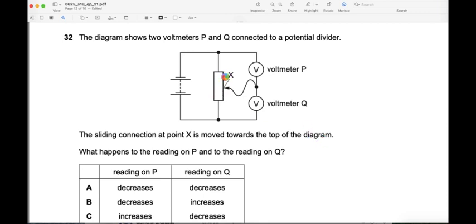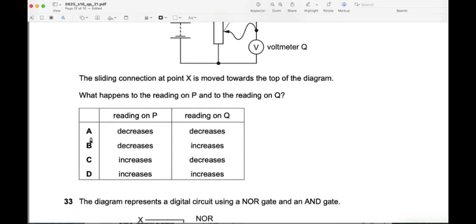If you move it to the top of the diagram, what happens to the resistance? What will be the reading of P? What will be the voltage on P? The resistance will reduce, so the voltage will also reduce here. So the voltage will decrease at P, but on Q, the voltage will increase. Okay, so that's B.